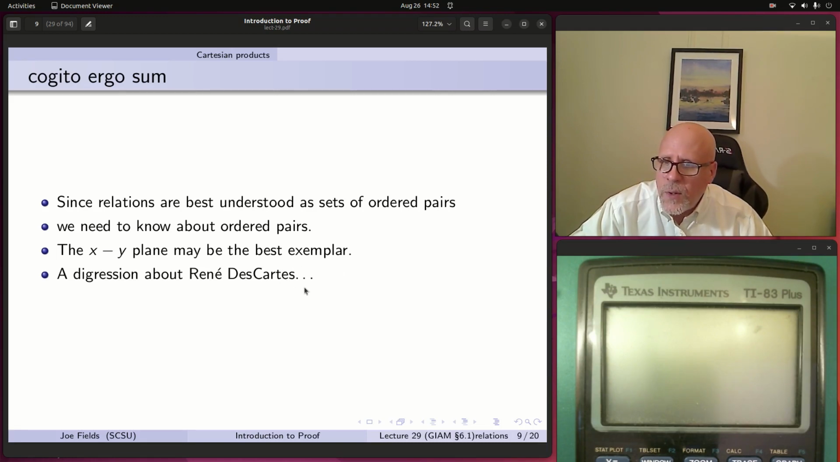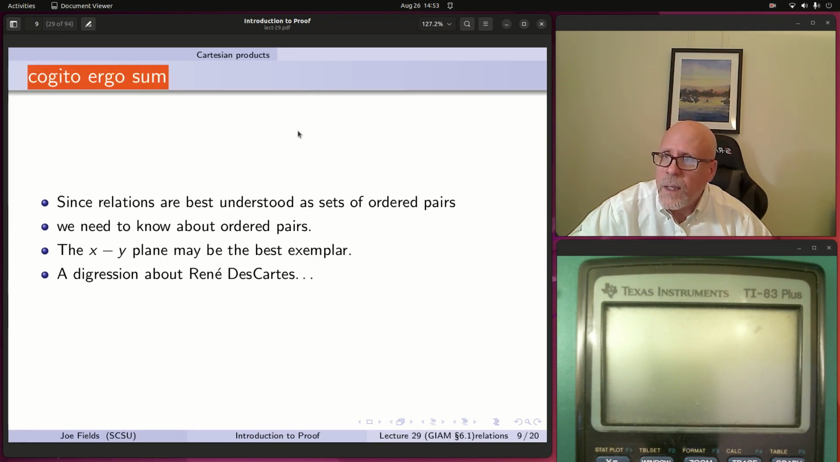Okay, so we're going to do a little digression about the famous French philosopher and mathematician René Descartes. If you've heard this phrase that's in the title of the slide, cogito ergo sum, that's the Latin version of his most famous pronouncement in philosophy, which translates as "I think, therefore I am." You've heard that said before? This goes back to this guy.